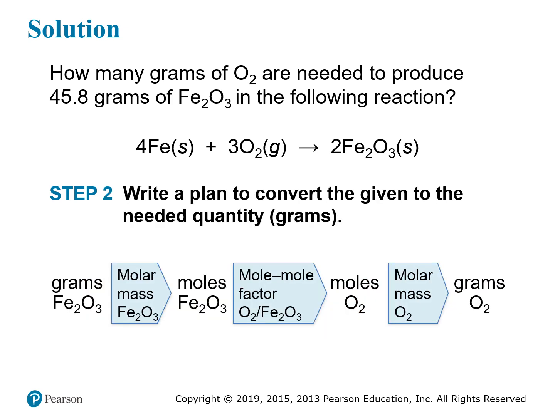So we can write a plan. Okay? We start with grams of the product, use the molar mass to figure out how many moles of product that really is, and then the mole-to-mole factor to figure out how many moles of the reactant we need to create that many moles of the product. And then once we know how many moles of the reactant we have, we use the molar mass of that reactant to figure out how many grams of reactant we need.